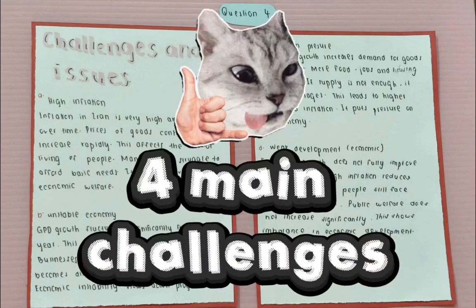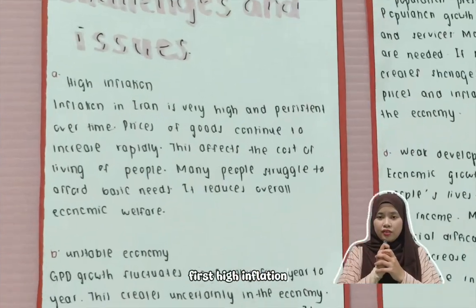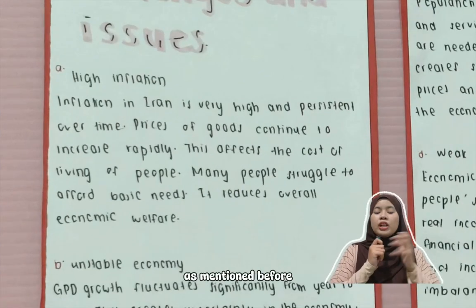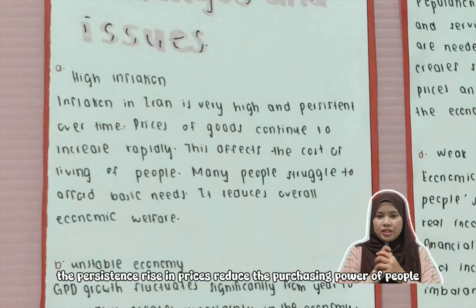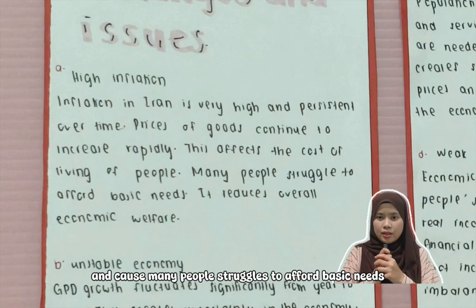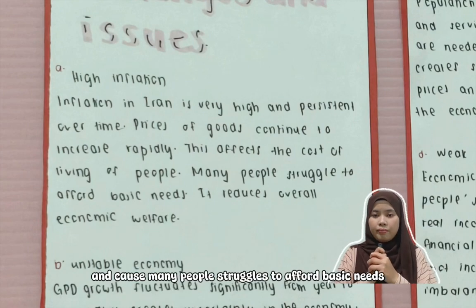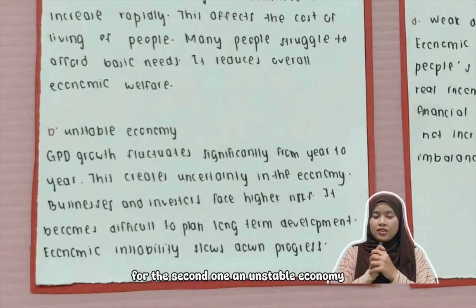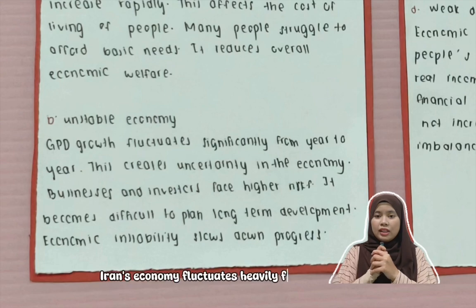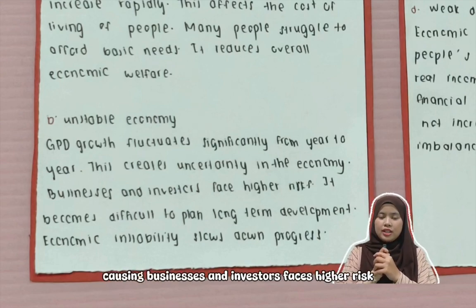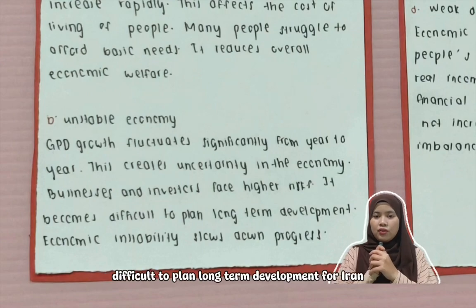They are: first, high inflation. As mentioned before, the persistent rise in prices reduced the purchasing power of people and caused many people to struggle to afford basic needs. For the second one, an unstable economy. Iran's economy fluctuates heavily from year to year, causing businesses and investors to face higher risk and making it difficult to plan long-term development for Iran.